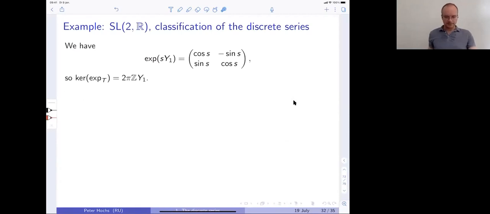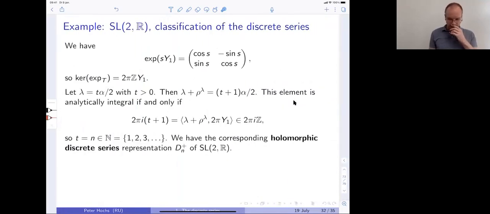Okay, now the exponential of this y1 is this element of SO2. The kernel is 2 pi z times y1, because then this is 0. For this same lambda as we had before, supposing t is positive, then rho lambda was alpha over 2. So lambda plus rho lambda is t plus 1 times alpha over 2. And this is integral if and only if this pairing with the kernel of the exponential map was in 2 pi i z. And this pairing equals 2 pi i times t plus 1.